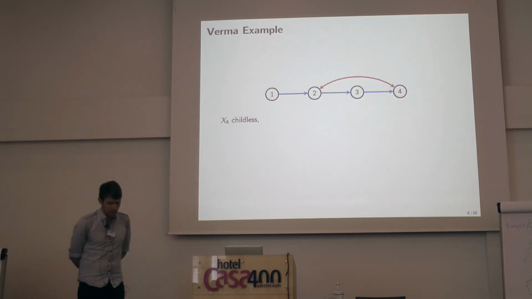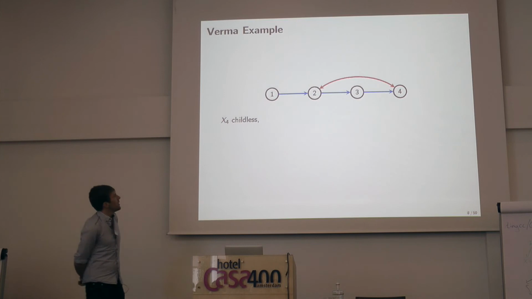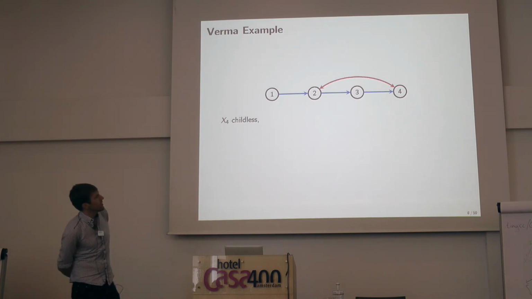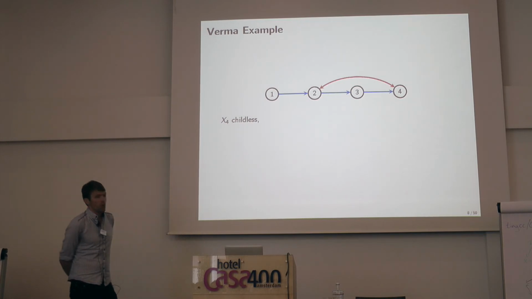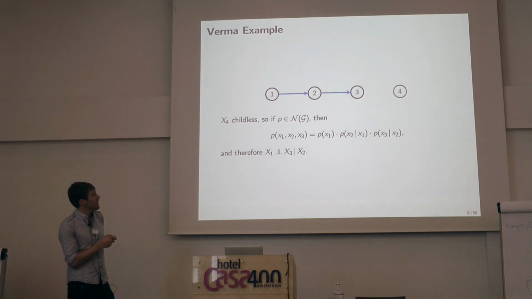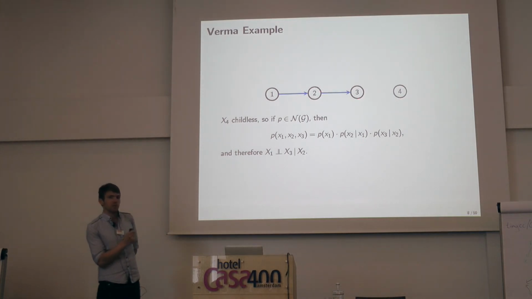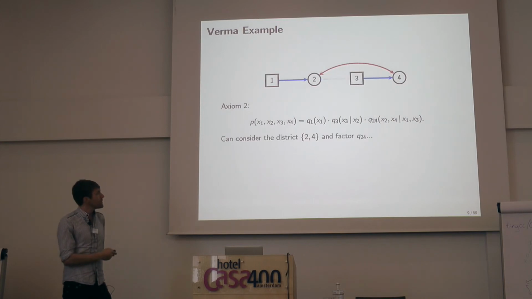So I apply that to a slightly different version of the Verma graph from the one Thomas had. What can I do for the ancestral property? Well, the only thing that doesn't have any children is x4. So I can marginalize x4, and then I get this graph. And therefore, I can read off from this DAG now that x1 is independent of x3 given x2. So that's one constraint that this model has implied.